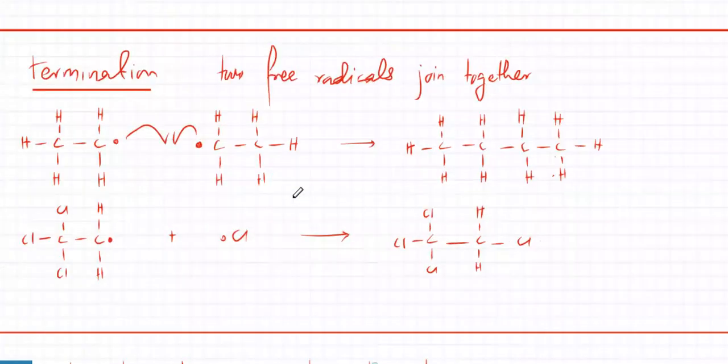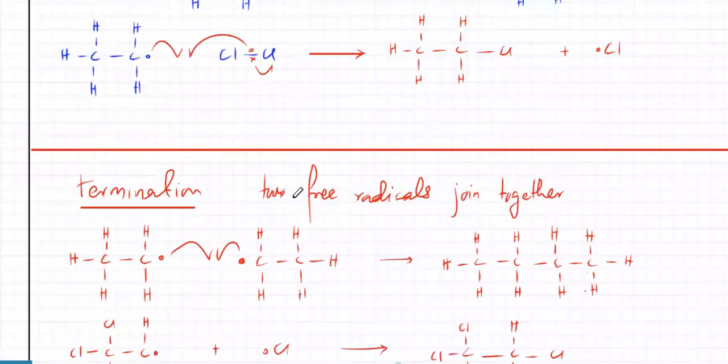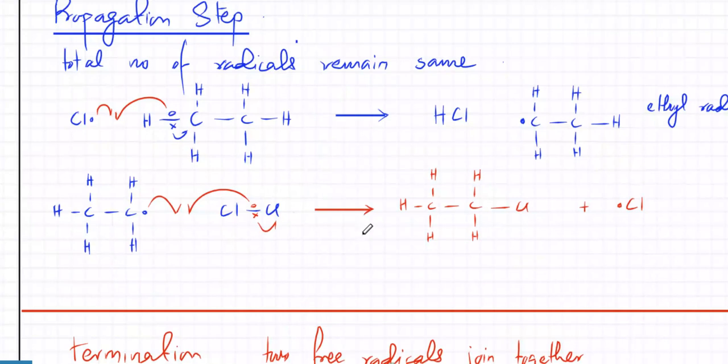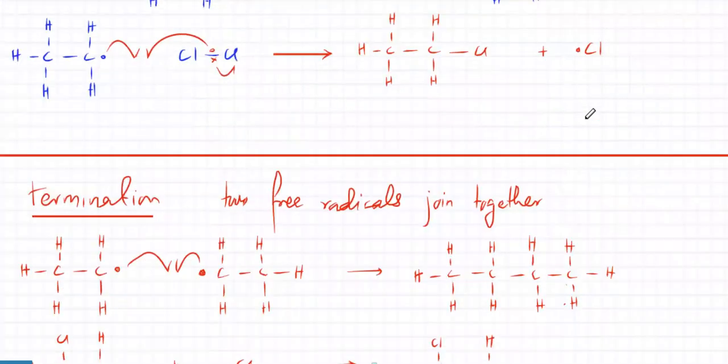Like over here, radicals approaching. So maybe a chlorine radical is attacking and pulling the H over here, and there's another chlorine radical which is attacking and pulling an H over here. So the two carbon atoms could be radicals at the same time as well. That is a possibility. Okay.